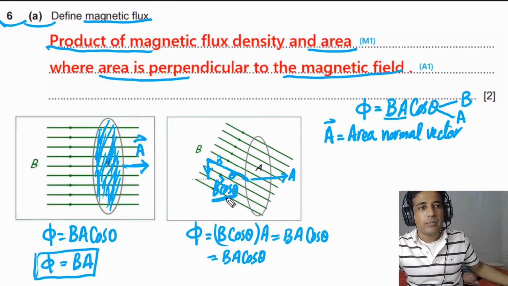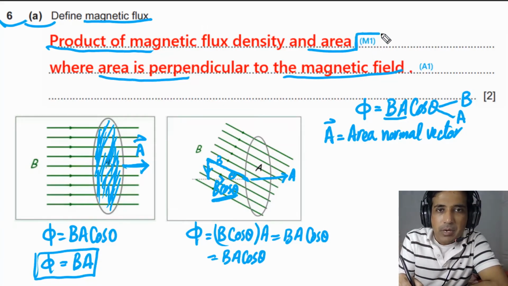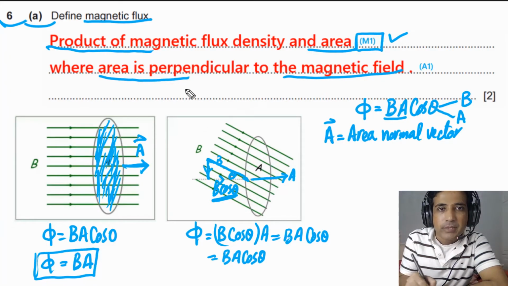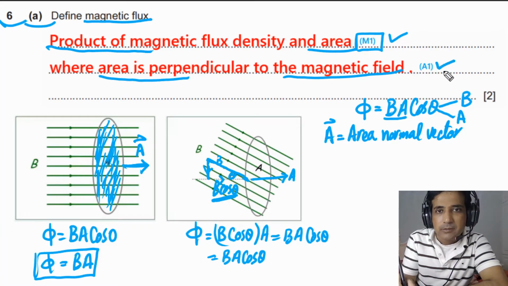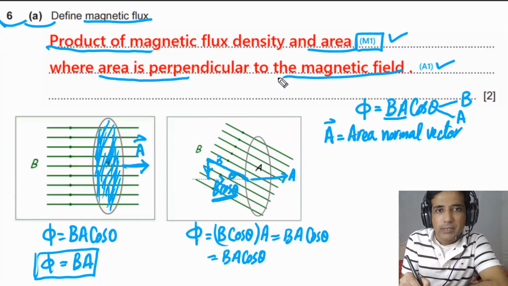define magnetic flux. This question has 2 marks. The first mark is an M mark: if you have written the product of magnetic flux density and area, you will get 1 mark. You will get the second mark if you have explained which component of the magnetic field you need to consider. Simply you can say the area that is normal to the magnetic field, and you will get the second mark, which is an A mark.